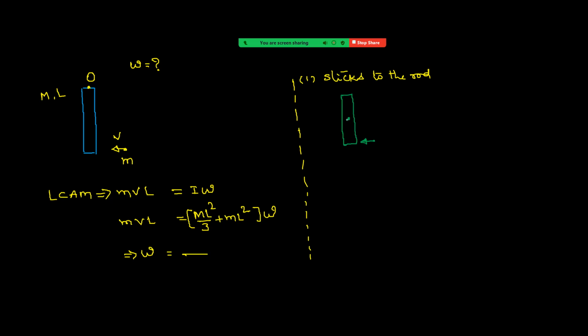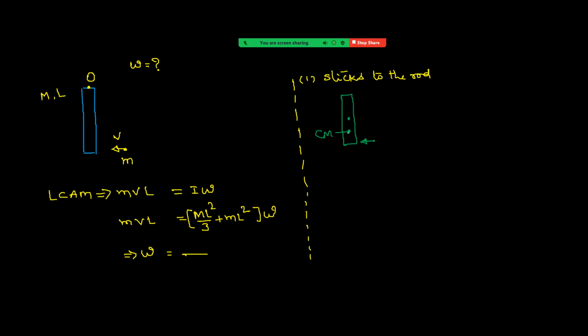We can see the center of mass for the rod and particle system. It will be somewhere here. That is the center of mass of the rod and particle system. So if the particle sticks to the rod, then rotation will be about the common center of mass.